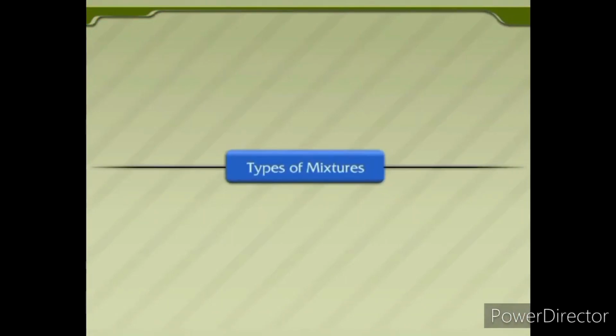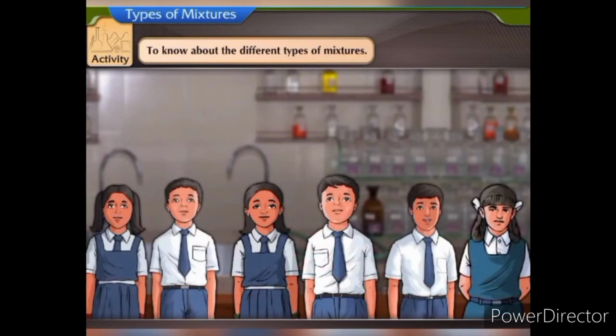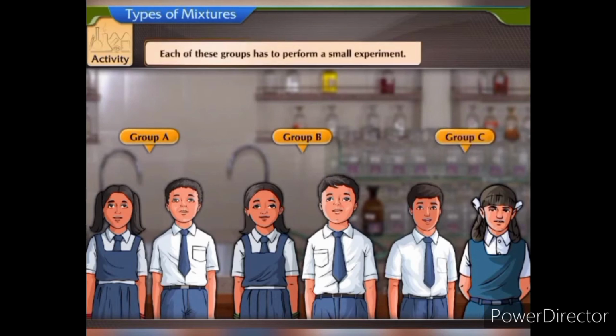Types of mixtures. Activity. Let us perform an activity to know about the different types of mixtures. Let us make 3 groups of 2 students each. Name them as Group A, Group B, and Group C. Each of these groups has to perform a small experiment.